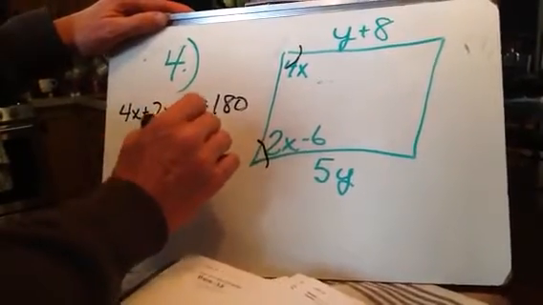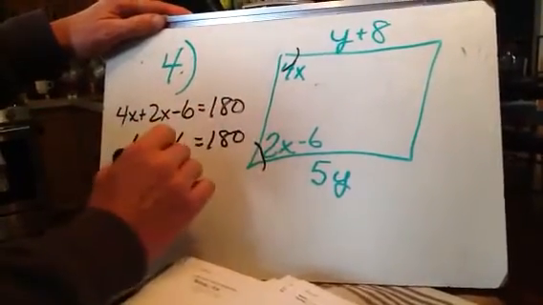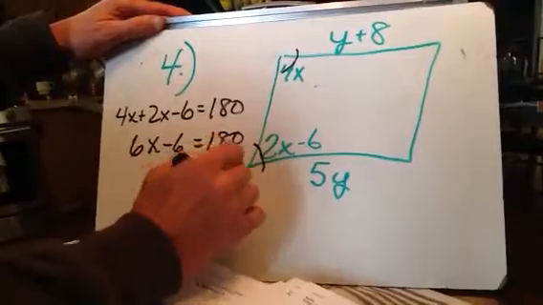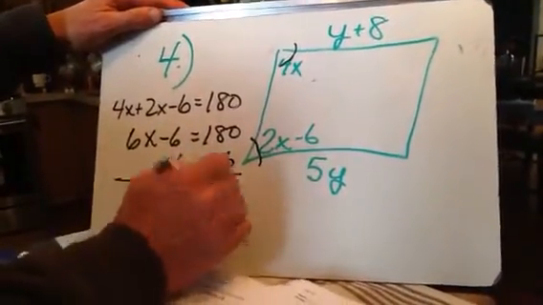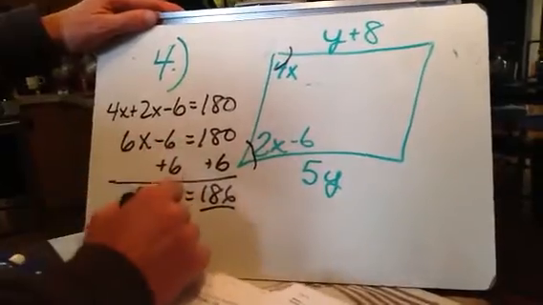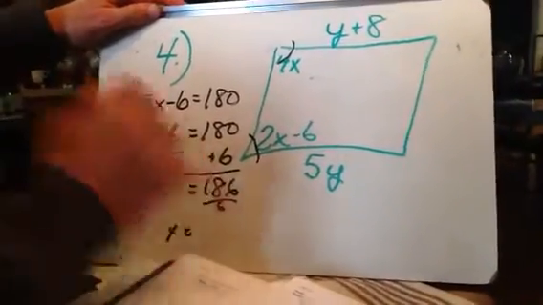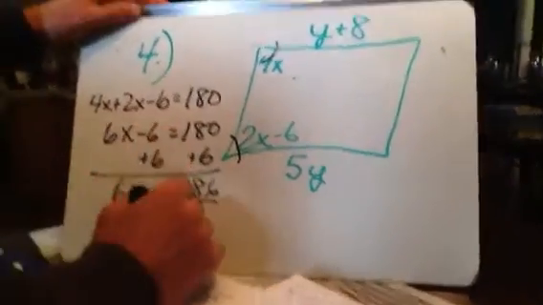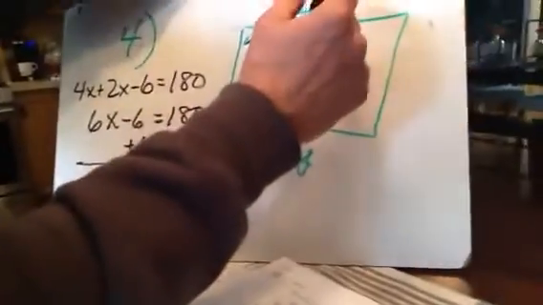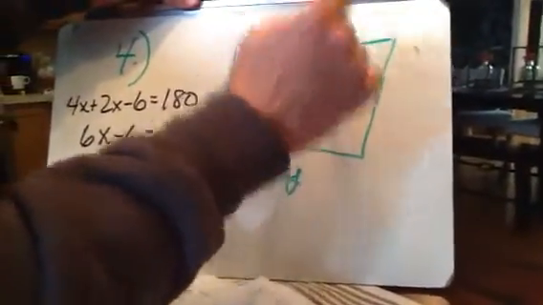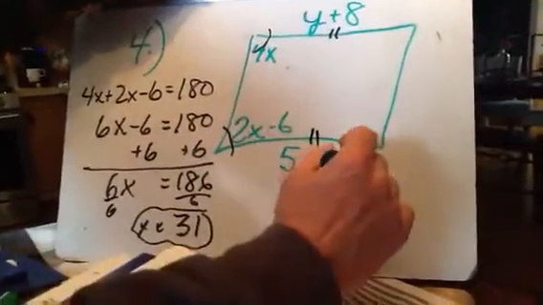6x minus 6 is 180. Add 6: 186. And then I need a calculator. Anybody at home can do 186 divided by 6? Sam, I'll be impressed if you can. I can't. Come on, no such word as can't. Not without a calculator. All right, 31. I saved the day for him. Okay, x is 31. Easy.